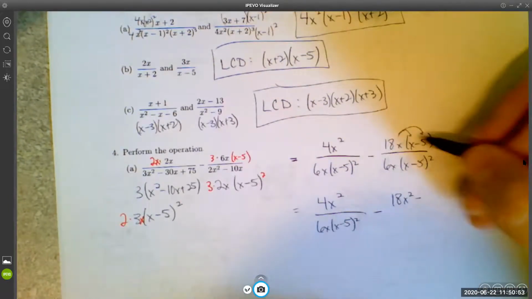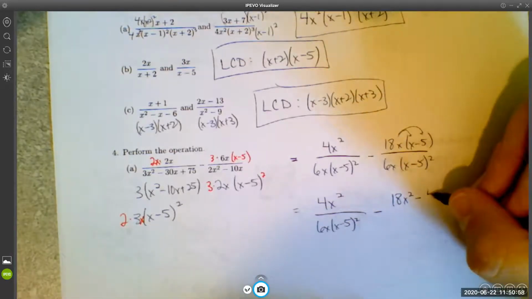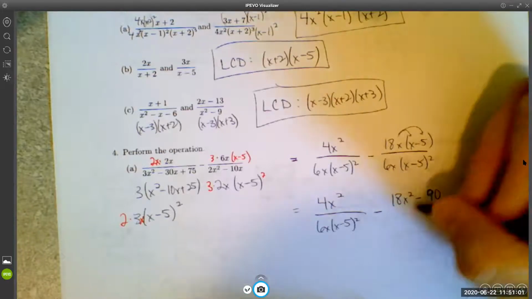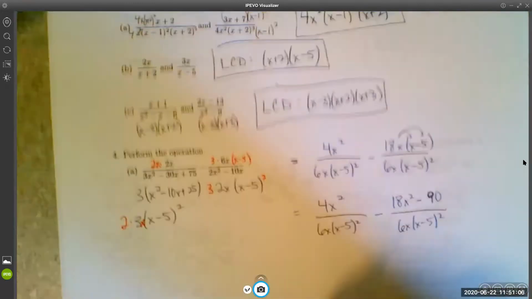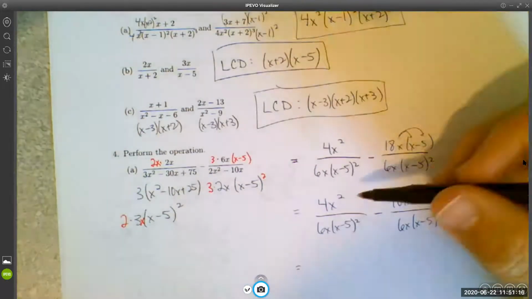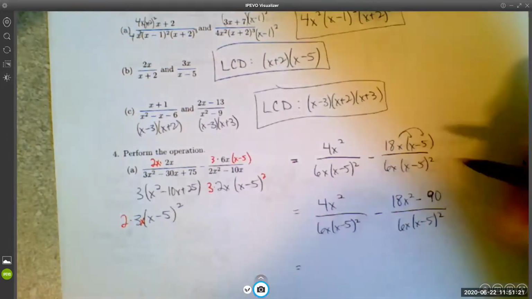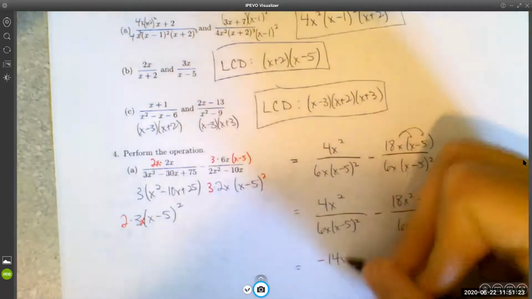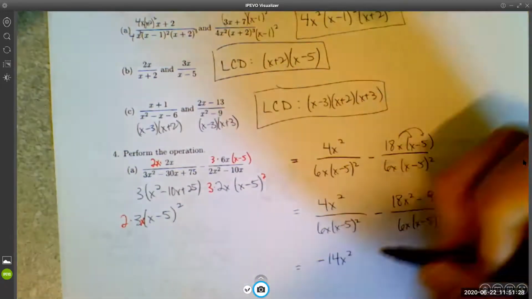Oh, what's that going to be? 40, so 90, I think. I better be sure. 18 times 5. Yeah, that's 90. Okay. And then I can combine my like terms, right? 4x squared minus 18x squared is going to be negative 14x squared. And then, you know, I guess you could say 0 minus negative 90 is a positive 90.